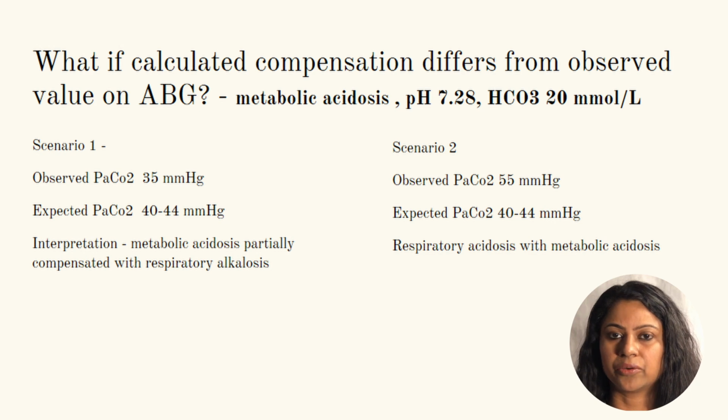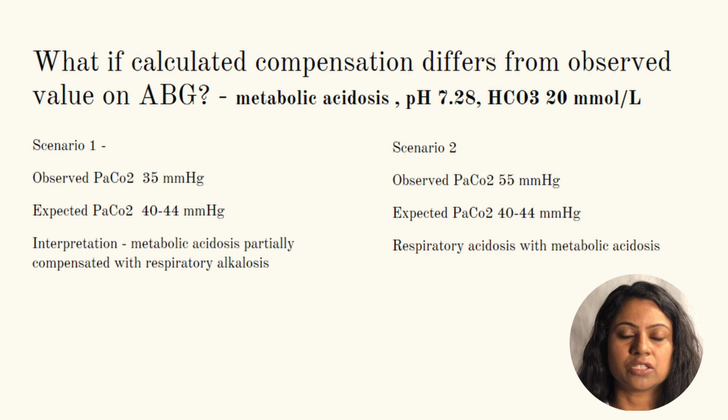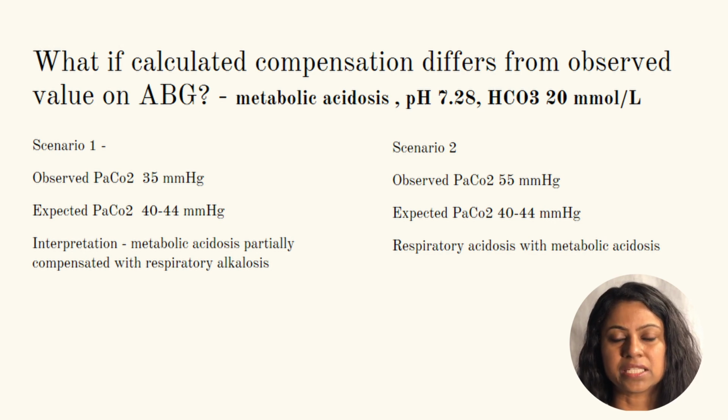Let's take another scenario. In the same ABG, if the observed PaCO2 was 55 mmHg and you are expecting your PaCO2 by Winter's formula to be in the range of 40 to 44 mmHg, then what you see on the ABG is definitely an elevated PaCO2. When that happens, it means there are at least two disorders of acid-base metabolism. In this case, since the PaCO2 is higher than expected, the disorder that is present along with the metabolic acidosis will be respiratory acidosis.